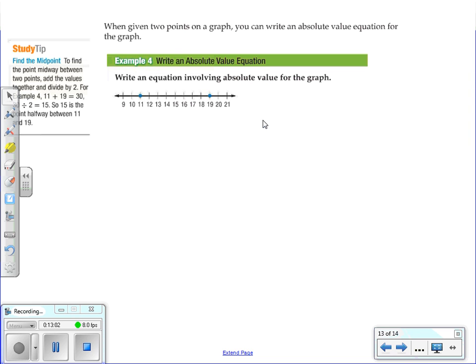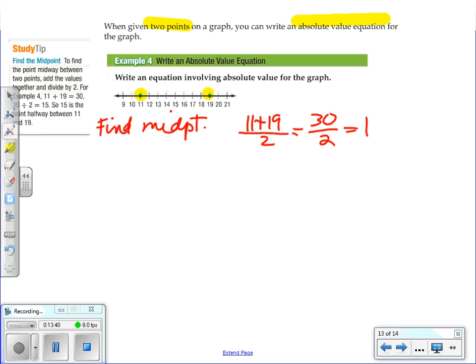Okay, the last thing we're going to talk about is, given a graph like this one, where you have 11 and 19 on a graph, you can write an absolute value equation for the graph. So given 2 points, you can write an absolute value equation. Let's see how we do that. First thing we're going to do is find the midpoint. An easy way to find the midpoint is take 11 and 19, add them together, and divide by 2. 11 plus 19 is 30, divided by 2 is 15. So 15 is our midpoint.